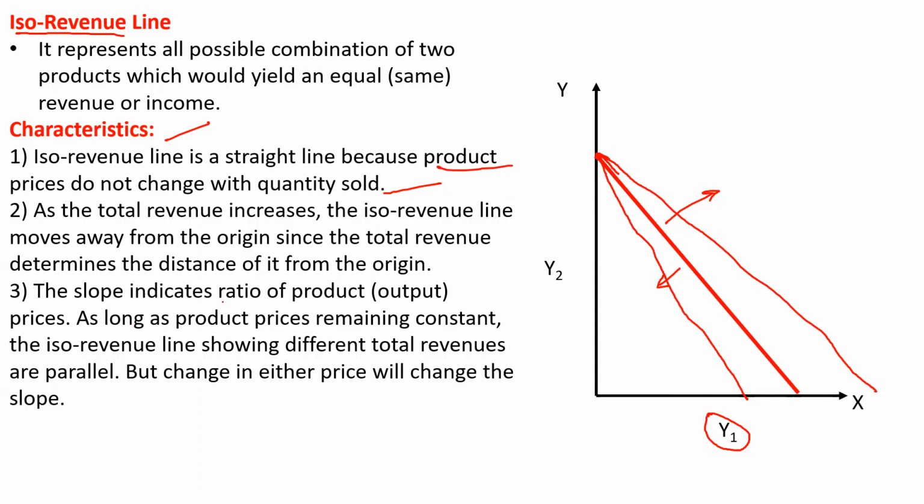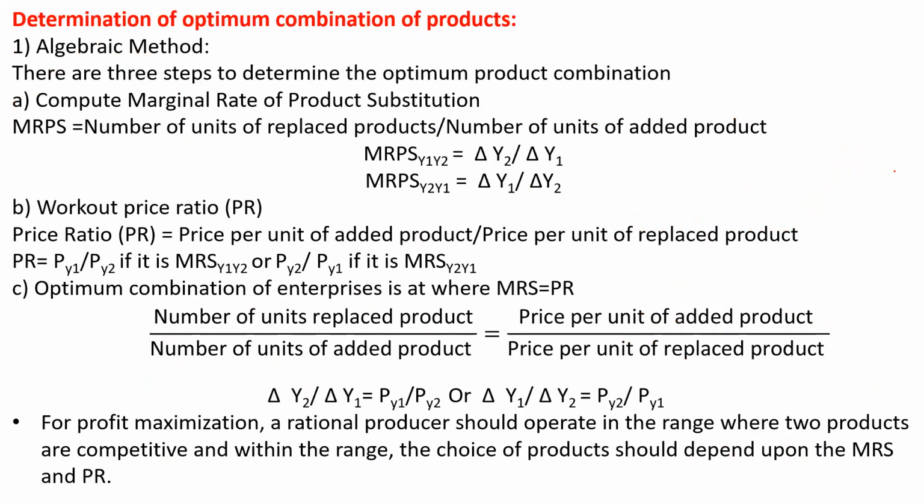The slope of the ISO revenue line indicates the ratio of product prices. So as long as product prices remain constant, ISO revenue lines showing different total revenues are parallel. But a change in either of the prices will change the slope. The slope of the ISO revenue line is given by the price ratio of products. Price ratio of products indicates the slope of ISO revenue line. Next, we'll determine the optimum combination of output produced.